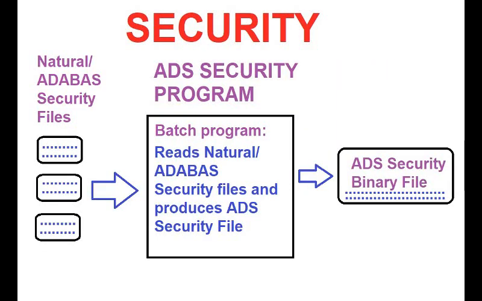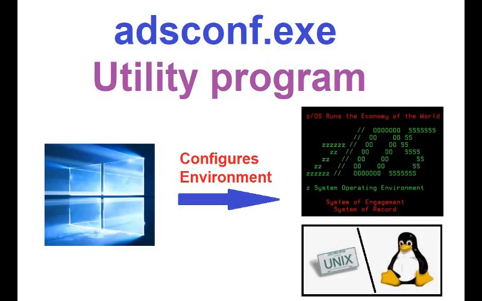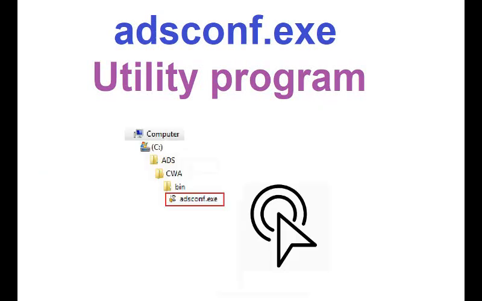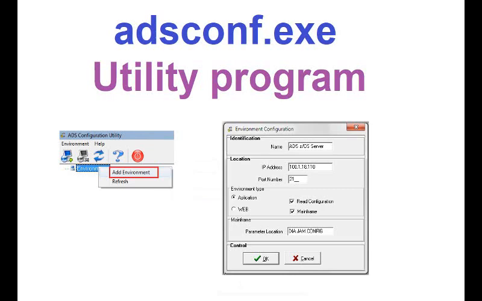The ADS security program also has a batch program that converts security files from the Natural environment to a format that the ADS security program can use. ADS also has an online program called adsconf that runs on Windows or Linux/Unix that you can use to configure one or more ADS target environments. You start the program by double-clicking on cwa/bin/adsconf.exe.